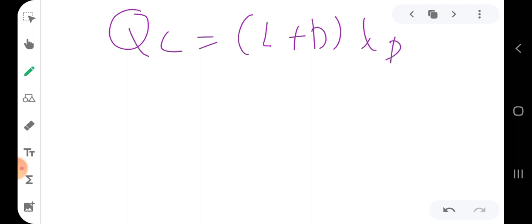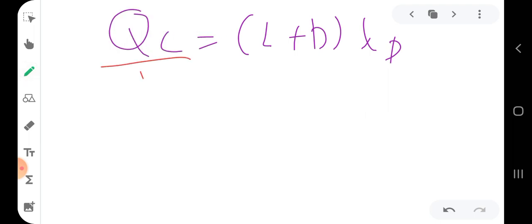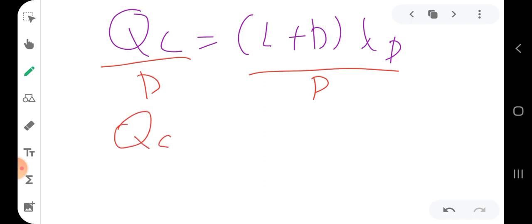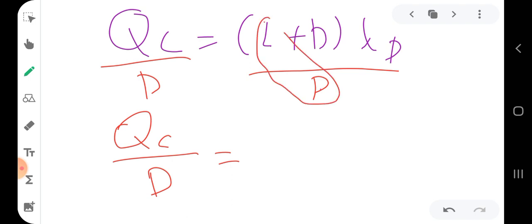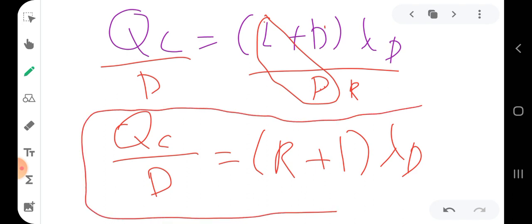Now let's divide both sides by D. So we will have QC by D equal to L over D. What's this, L over D? Isn't it R? Yeah, it is R, the reflux ratio. So we can replace it with R, the reflux ratio. And D over D is 1. So this is our final equation.